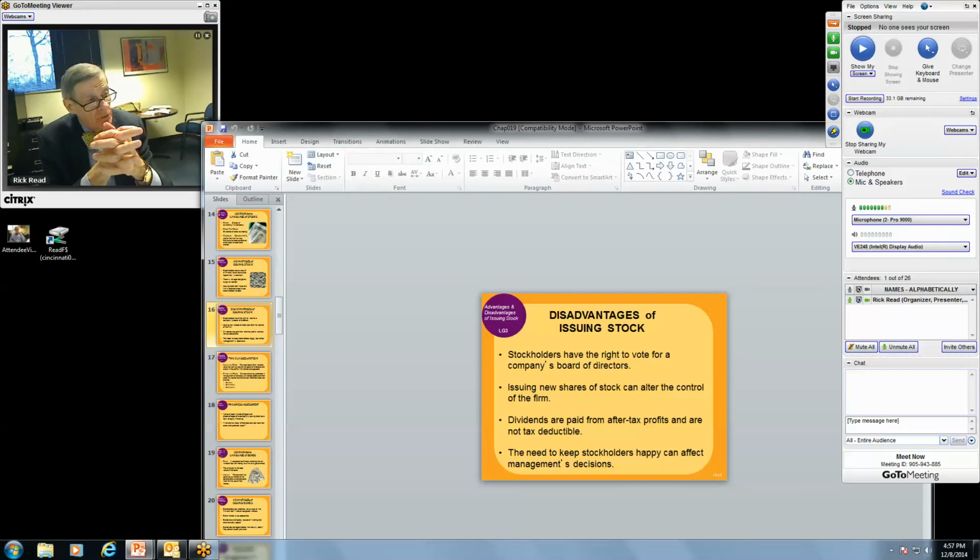Remember, the dividends are paid in after-tax profits, and you can't take those off the balance sheet. They're not tax deductible.